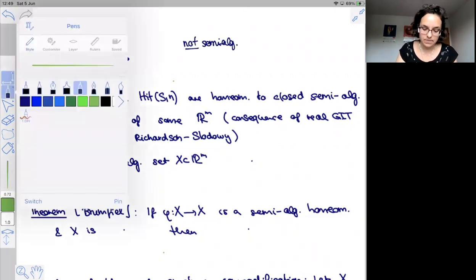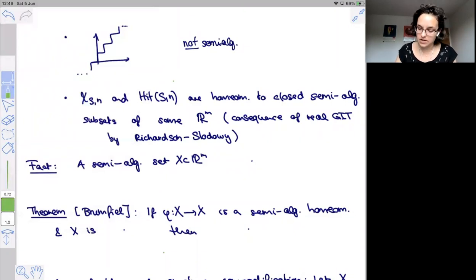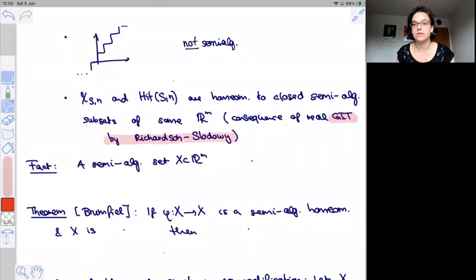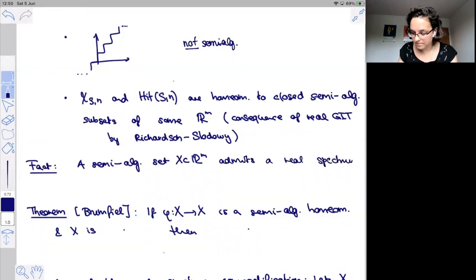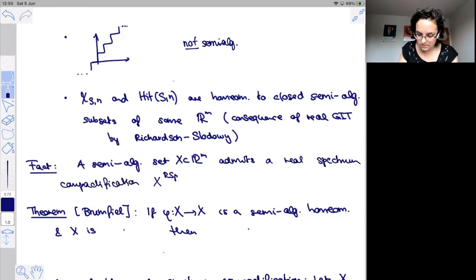Well, it turns out that the character variety and the Hitchin component are homeomorphic to closed semi-algebraic subsets of some R^m. And this is a consequence of the geometric invariant theory by Richardson and Slodowy. This is a more general statement, but it will in particular imply that the character variety and the Hitchin component, therefore also Teichmüller space, are homeomorphic to some semi-algebraic subsets. And there's a fact that a semi-algebraic subset in R^m admits what is called a real spectrum compactification, which we denote by X^RSP.